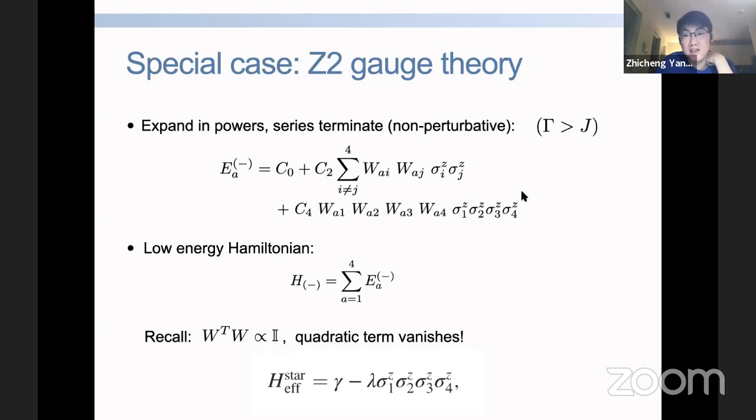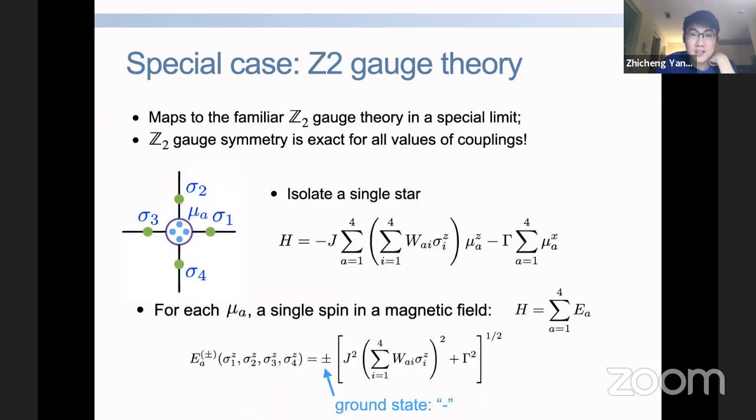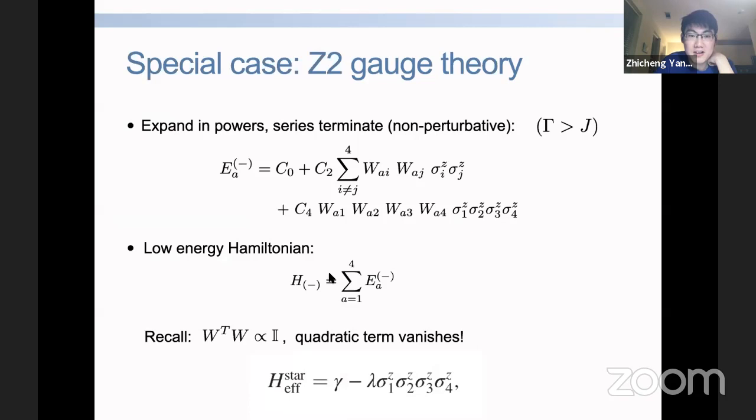This is 1, because you only have 4 gauge spins: 1, 2, 3, and 4. Okay. Now, for the low energy effective Hamiltonian, I choose the minus sign here for all the 4 matter spins, and I sum over a from 1 to 4.